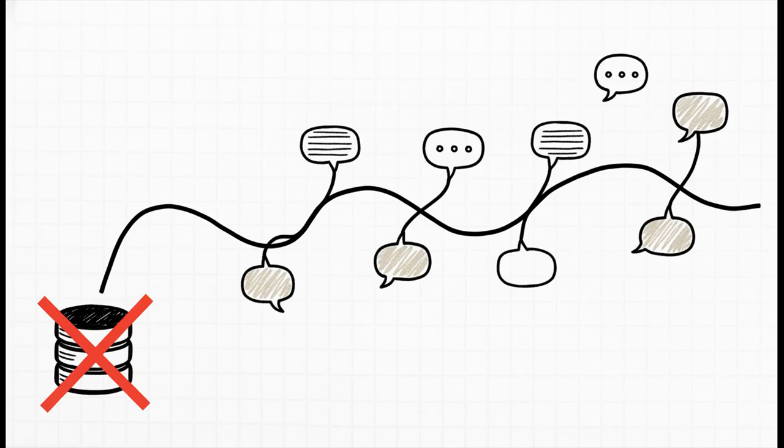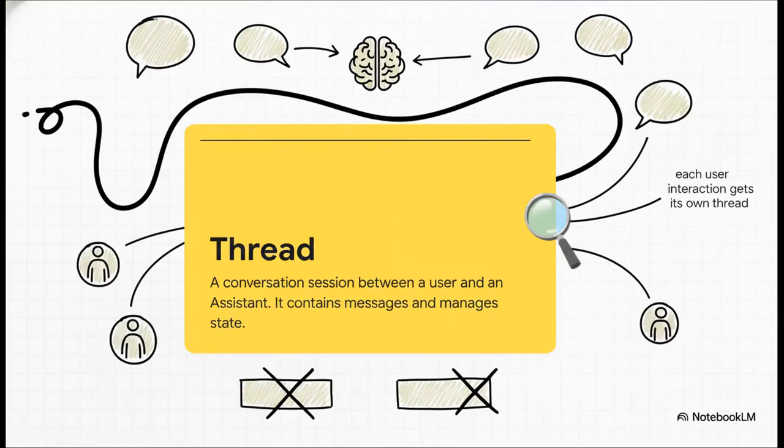Okay, next up is the thread. This is super simple. Just think of it as a single conversation. Like one long text message chain or a chat window on a website. That's a thread. The thread is where all the messages live, back and forth. This is the component that gives the API its memory. And the best part, you don't need your own database to store the conversation anymore. The thread takes care of all of that.